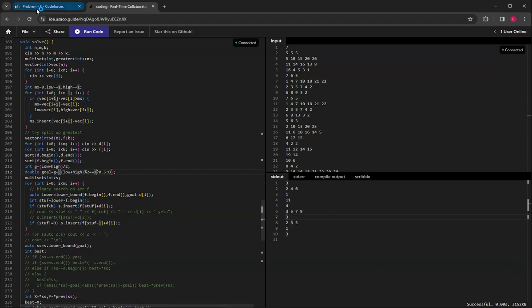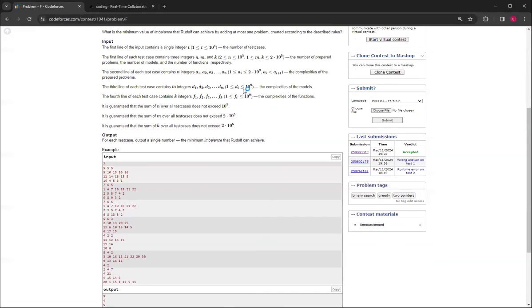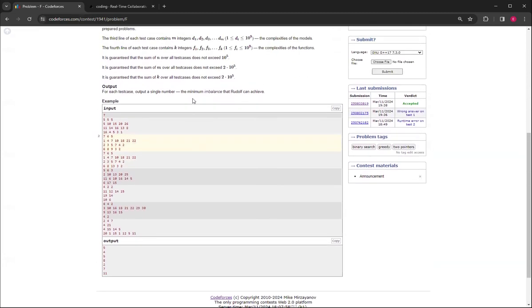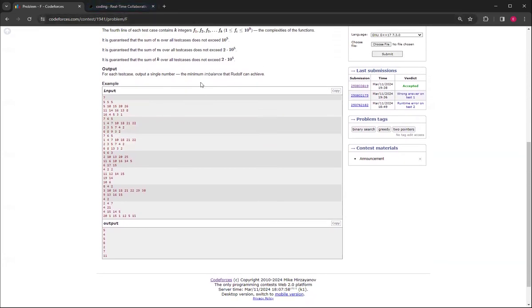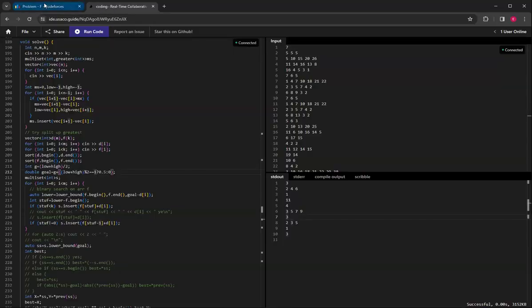The key thing is that m and k are less than or equal to 2 times 10 to the 5th, which means that if you do two for loops over m and k and try all of them, that would get TLE. So you have to use some binary search, which I did. I went through every number in the models, and then I checked which one would fit best in the functions, using a simple lower bound.